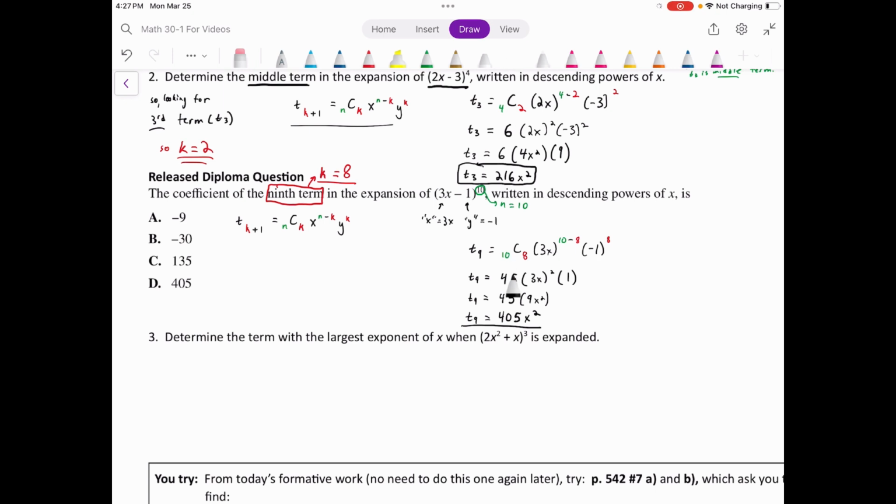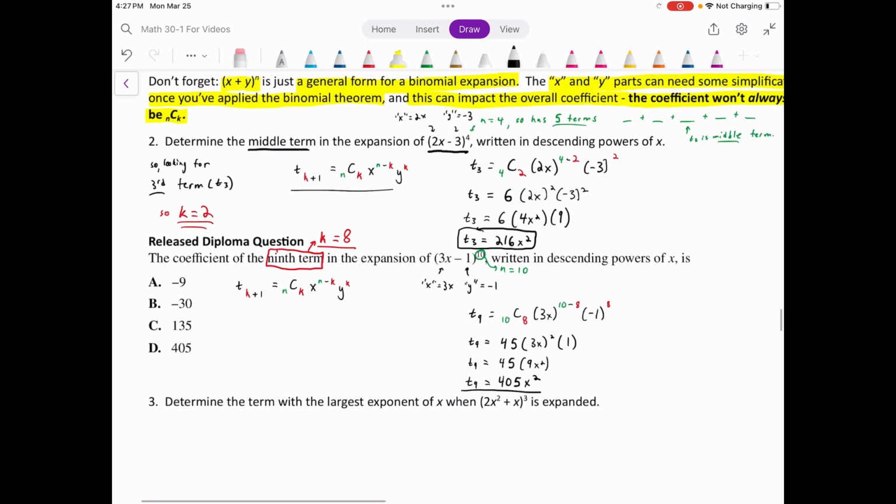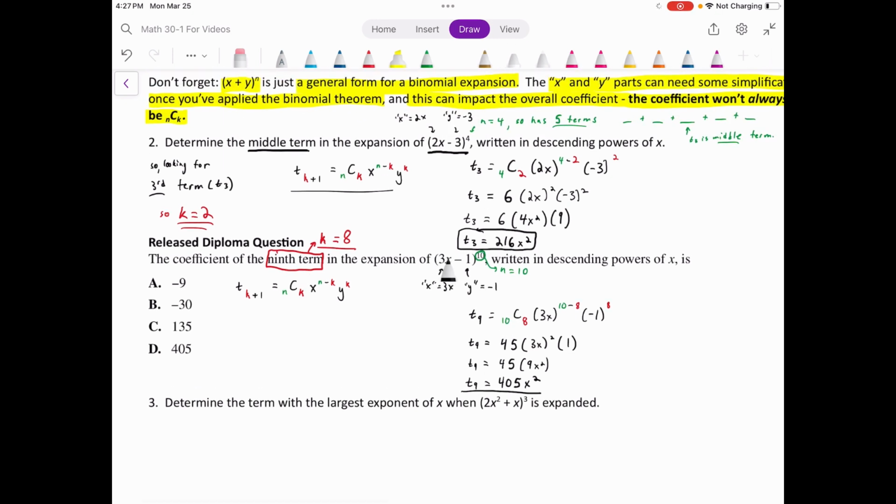Now, again, notice it wasn't just 10 choose 8. Okay, because again, when you have things that are more complicated than just a single variable, or you've got another number going on here, those contribute to the overall coefficient. 10 choose 8 is in there, 45 is in there, but it got multiplied by 9 as well because our x was really 3x. Okay, but our final answer then, the coefficient is 405. So option D. There we go.